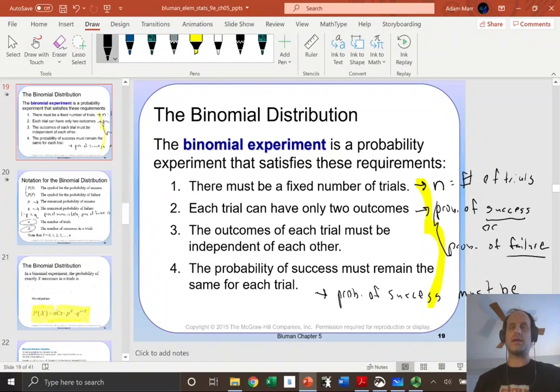The outcome of one can't affect the outcome of another one. For example, you can't have something like cards without replacement or anything like that. The probability of success must remain the same for each trial, so it must be constant.